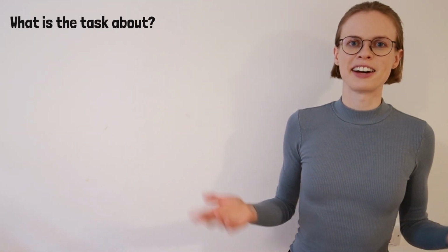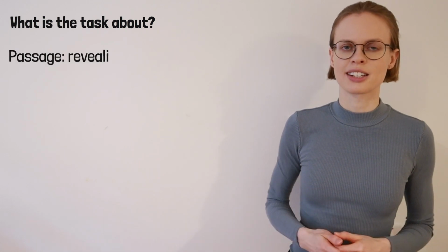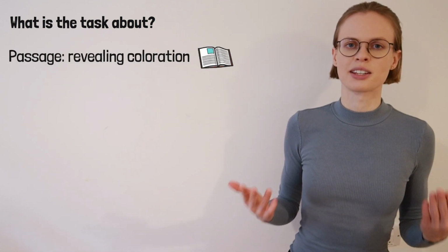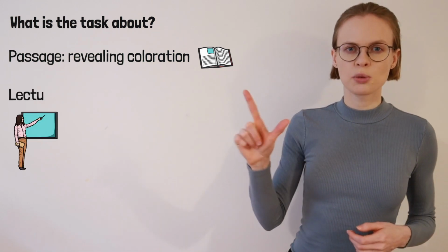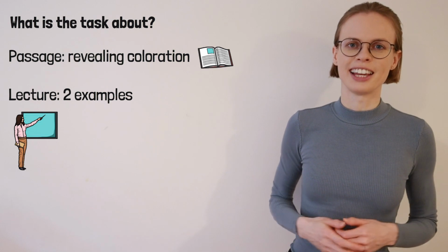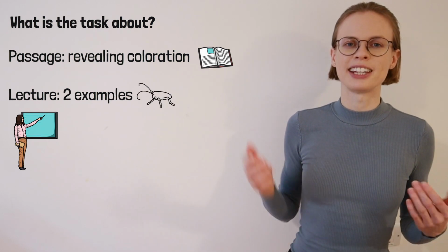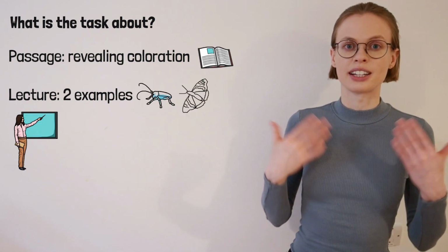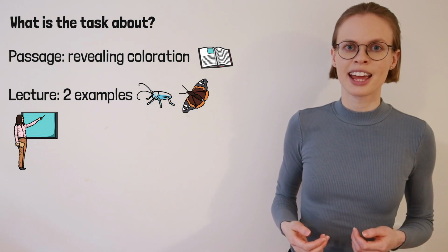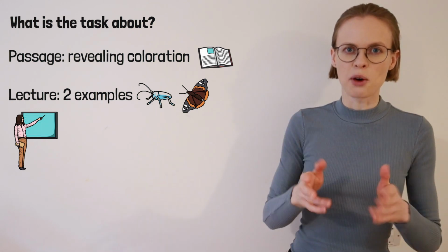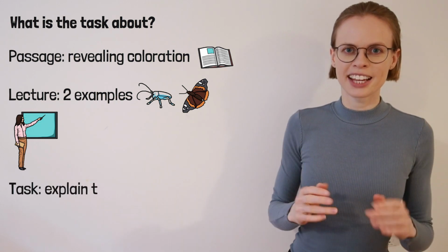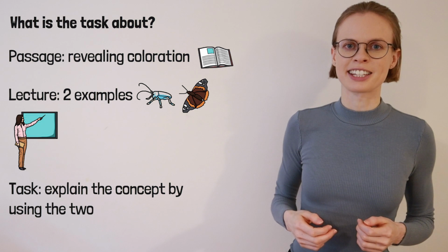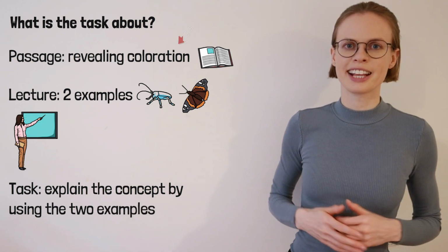What is this task about? The passage talks about revealing coloration and defines this concept. And in the lecture, the professor gives 2 examples for revealing coloration. She talks about 2 different animals that use revealing coloration and she describes how they make use of that. The task asks you to explain the concept of revealing coloration by using the 2 examples.